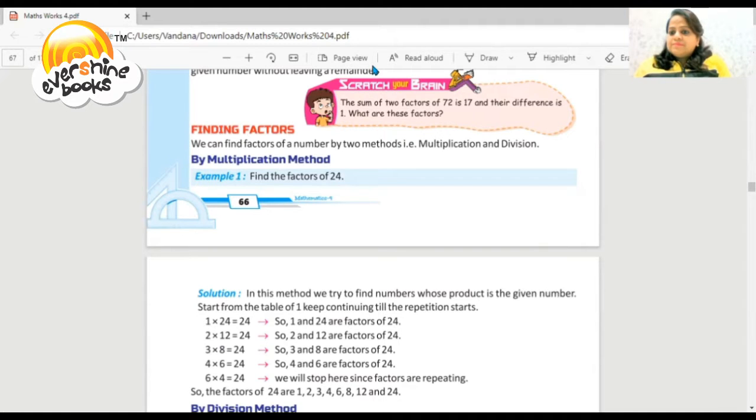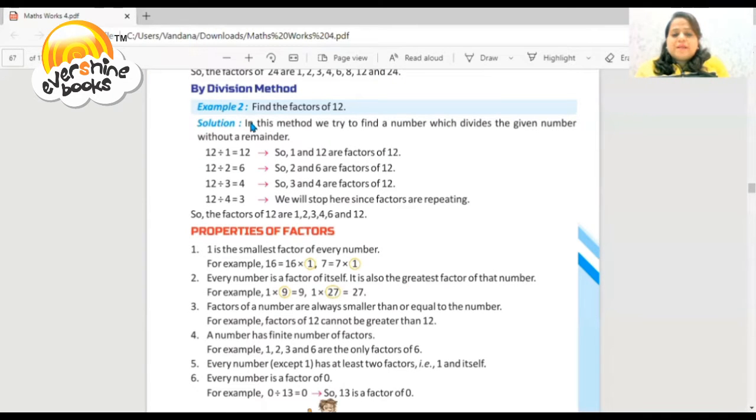Now students, this is your division method. Find the factors of 12. So 12 divided by 1, answer is 12. It means 1 and 12 are factors of 12. 12 divided by 2, 6. So 2 and 6 are the factors of 12. 12 divided by 3, 4. 3 and 4 are the factors of 12. 4 and 3 are the factors of 12. So the factors of 12 are 1, 2, 3, 4, 6 and 12. Okay, got it? Very good.